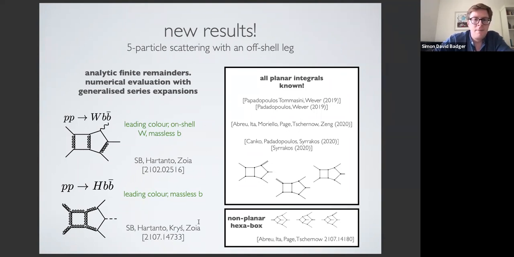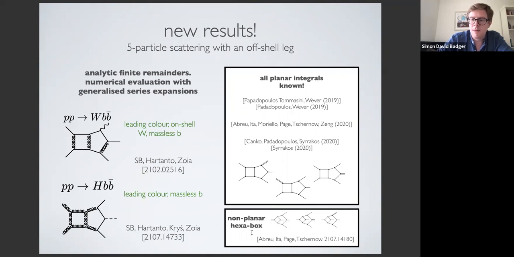So again, the two papers that we've had this year concerned the amplitudes for these processes. We've restricted ourselves to the planar limit again for these off-shell processes. So massless partons plus one heavy W or Higgs boson, and those were the first calculations that I'll again go through some details of later.